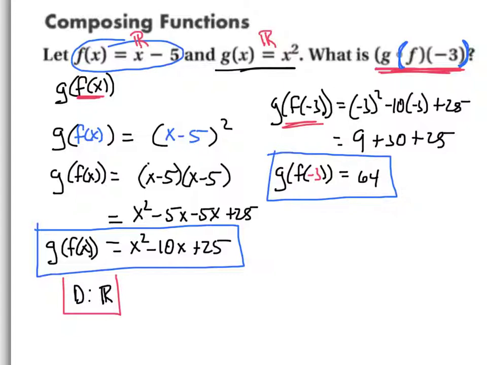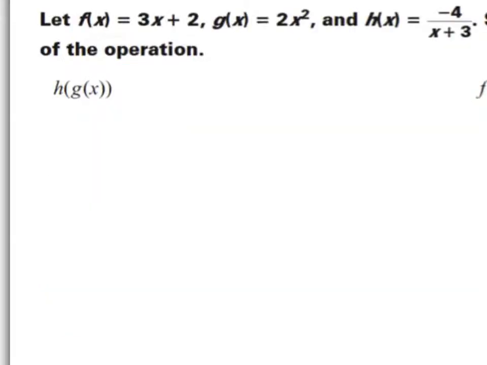Okay, looking at this next problem, we want h of g of x. So looking up at the functions they give us, f of x, g of x, and h of x. Well, if we want h of g of x, are we going to use the f of x function? No, we're not going to use that, not in this example anyways, right? So we're going to use h and g. Which one is the outside function? H is the outside function.